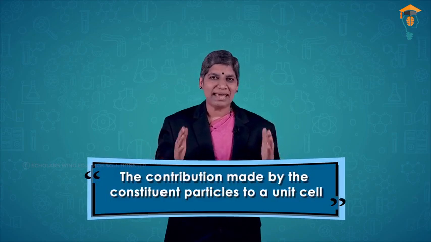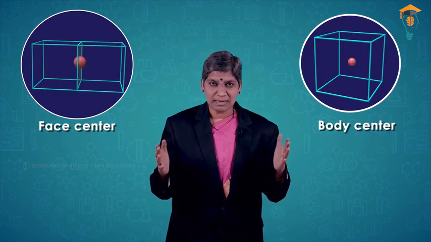Therefore, let us now learn the contribution made by each and every constituent particle to a particular unit cell. And do you know, the contribution made by the constituent particle in turn depends on where exactly the particle is present. I mean to say the position occupied by the particle. And we know the positions occupied by particles can be either at the corners or the centers. That is, centers can be either body center or face center, isn't it? And the contribution made by these constituent particles will be obviously different in different types of unit cells because in different unit cells, they occupy different positions, isn't it?